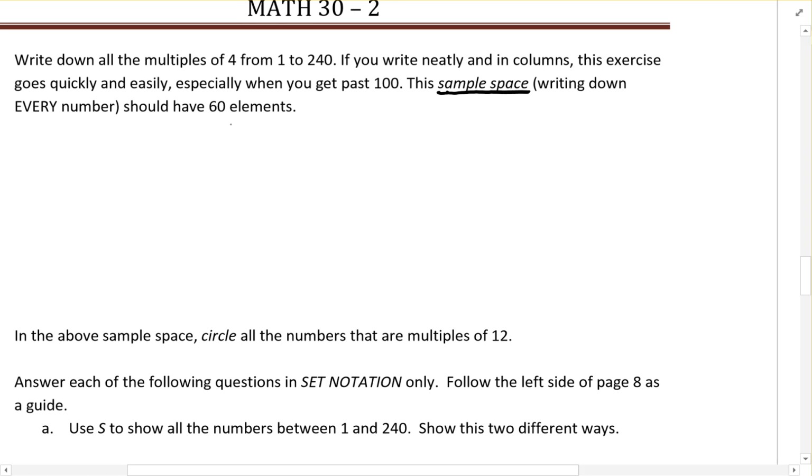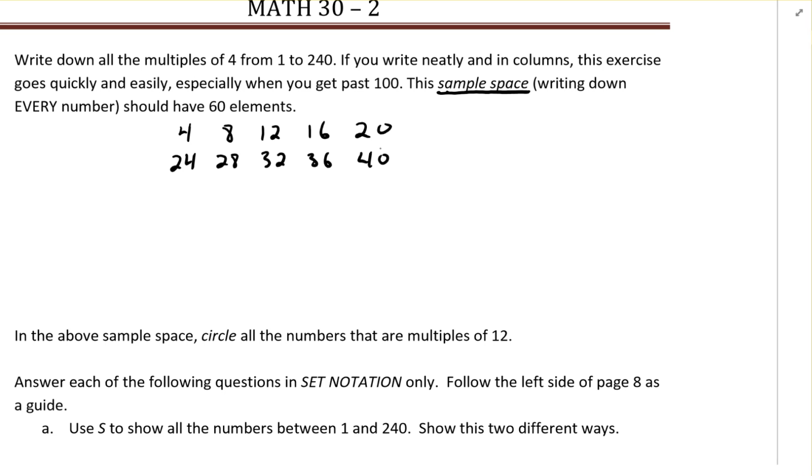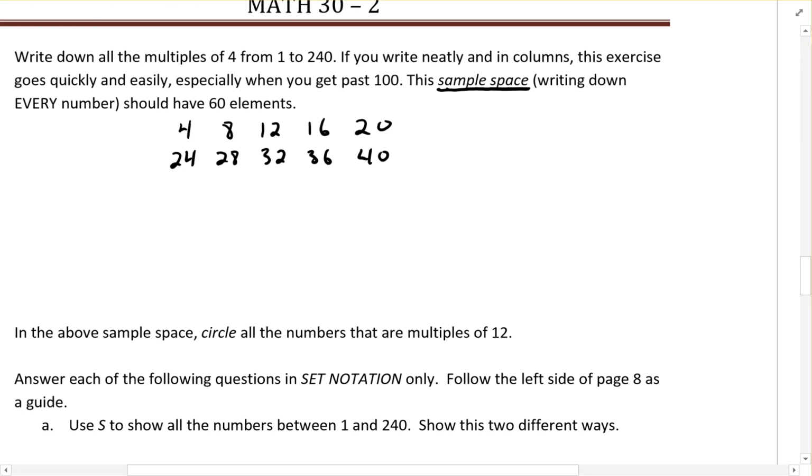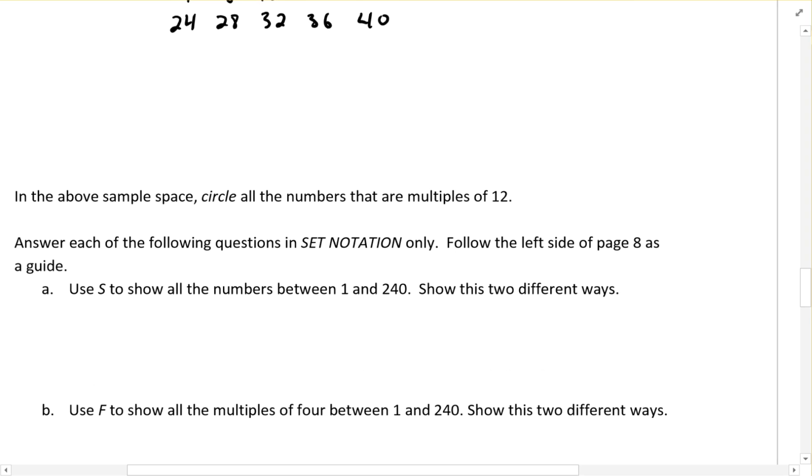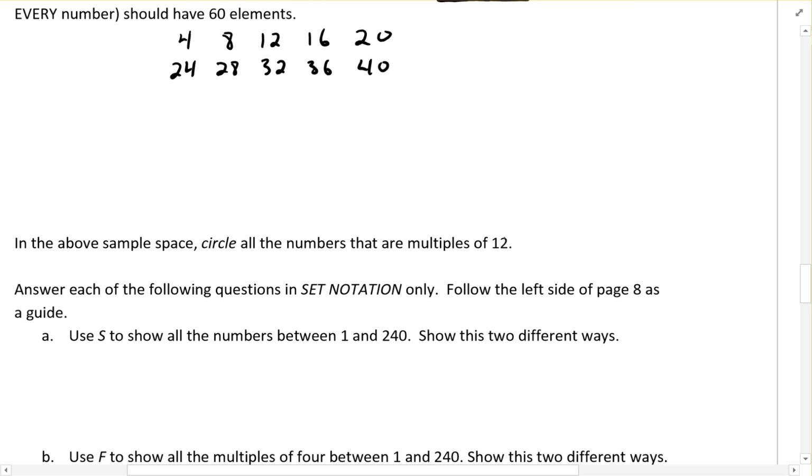Okay, so what I would do is just start counting up by 4. So I go 4, 8, 12, 16, and then 20. And then if you start down in the next one, you can see there's going to start to be a pattern here. 24, 28, 32, 36, 40. So you can see this is probably going to be the easiest way to do it. If you go through this, you can write down all of your numbers that way. That's going to be our universal set when we get all these numbers done. Okay, in the above sample space, circle the numbers that are multiples of 12. So go through and figure out which of these numbers are multiples of 12. I'll let you guys do that.